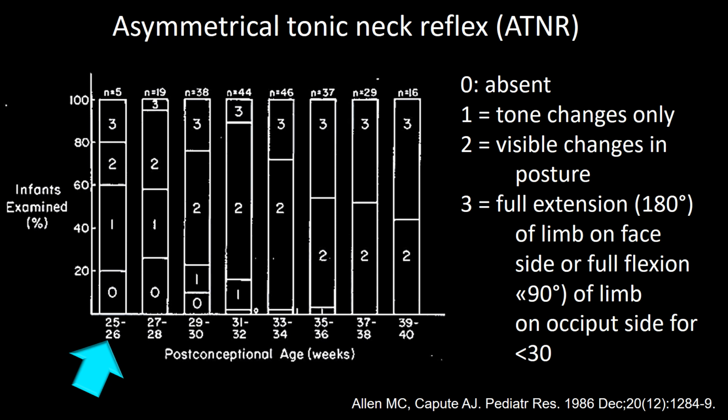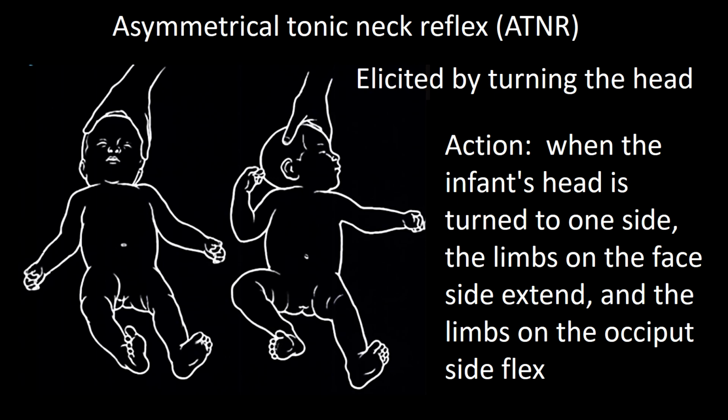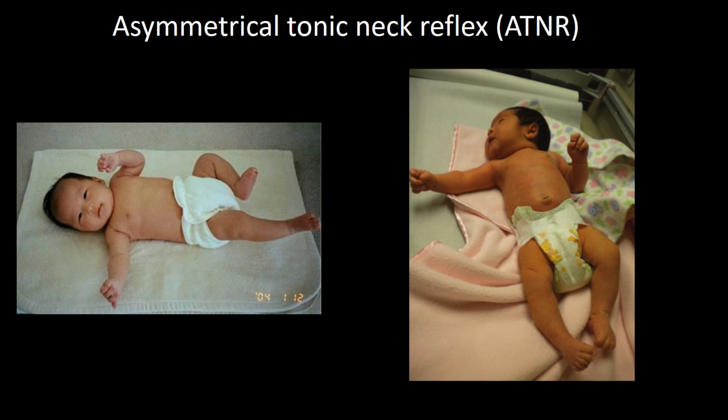At 25 to 26 weeks, visible postural changes are present in 40% of cases, with just about half of them having a typical posture. At 37 to 38 weeks, all patients had visible changes in posture and about half had the typical posture. The asymmetrical tonic neck reflex is no longer found after 6 to 7 months of age. Spontaneous asymmetrical tonic neck reflex can also normally occur during the first 6 months of life, as you can see in these photographs.